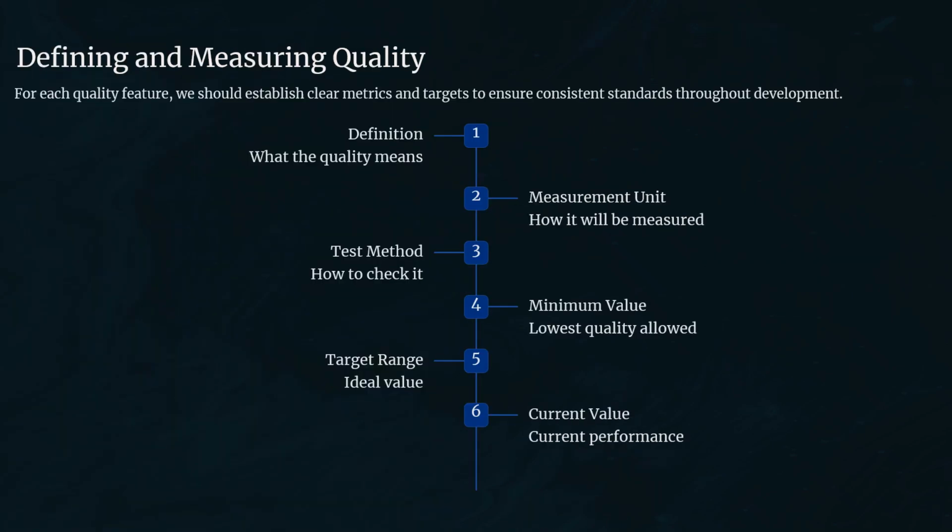How do we measure quality? Every quality feature needs clear metrics. Teams usually define: Definition, what exactly are we measuring? Measurement unit, what numbers will represent it? Test method, how do we check it? Minimum value, the lowest acceptable performance. Target range, the ideal benchmark. Current value, where the software stands now.